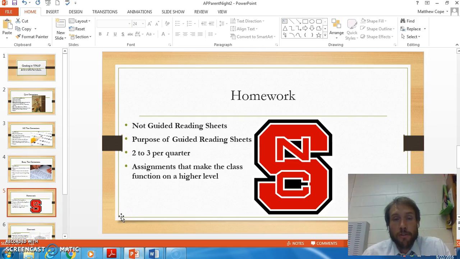There will be 2 or 3 homework assignments per quarter in most cases. But these assignments are designed to make the class function on a much higher level. And what I mean by that is earlier in the school year, I had the students bring in personal items, personal artifacts that we use to help start organizing thesis statements and start organizing our thoughts regarding using evidence in essays that we're writing. And so because they had to bring in artifacts from their house, that became a homework assignment and it was scored accordingly.